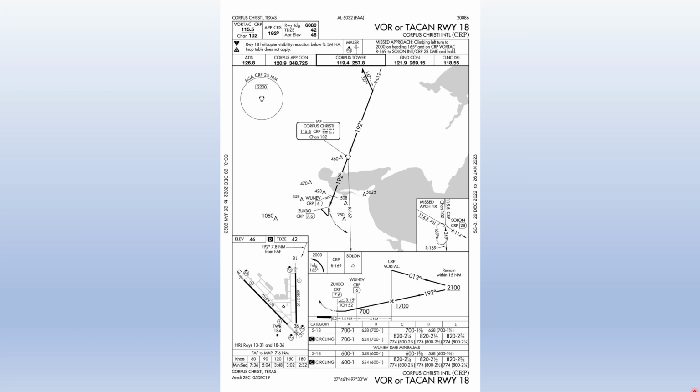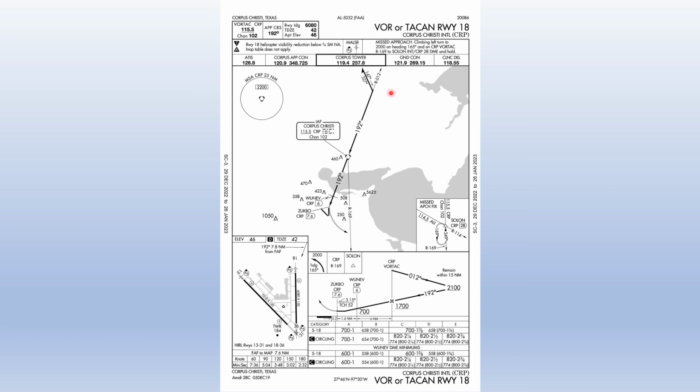I'll also mention that if you're cleared for a straight-in approach and you were told to maintain an altitude until established on the approach, you can descend to the altitude listed next to the Maltese cross once you're on the approach course and within the distance specified on the chart.